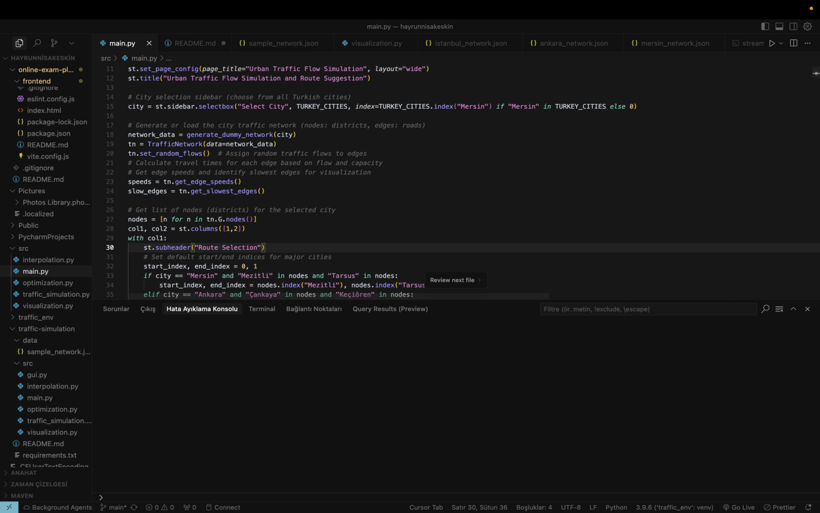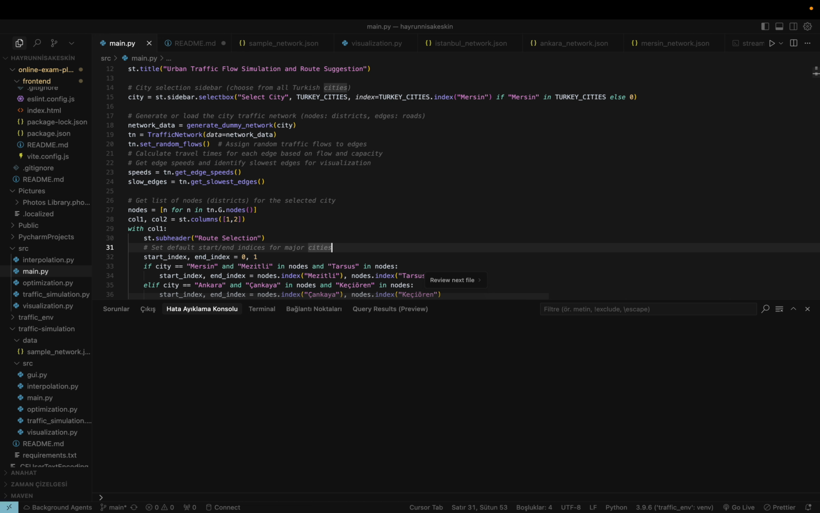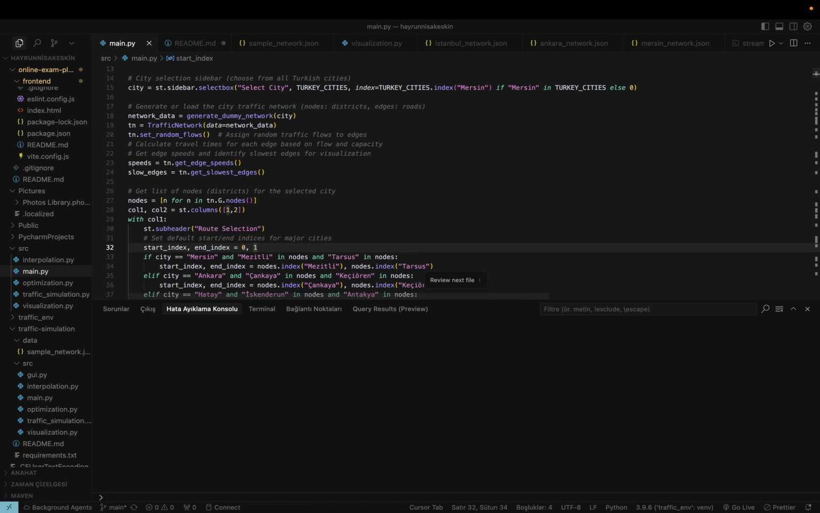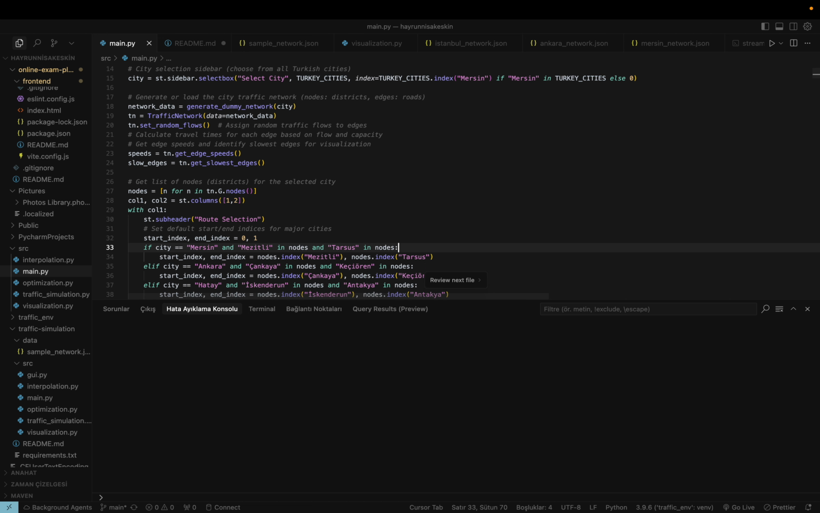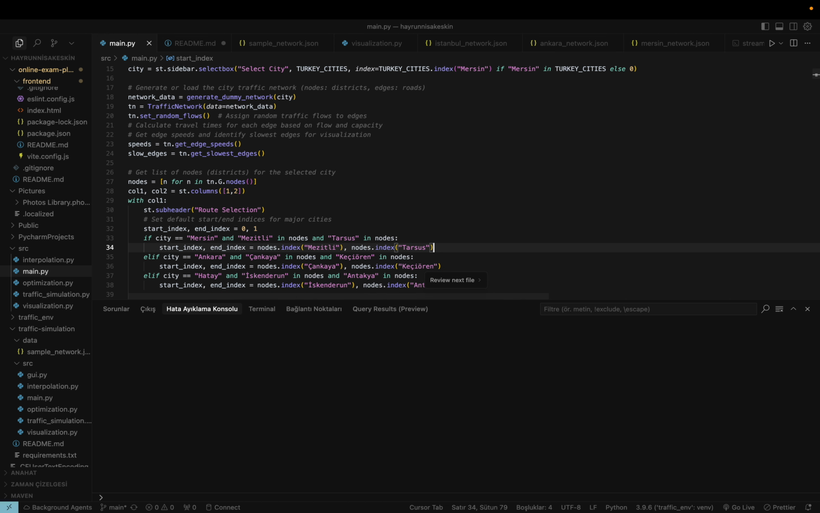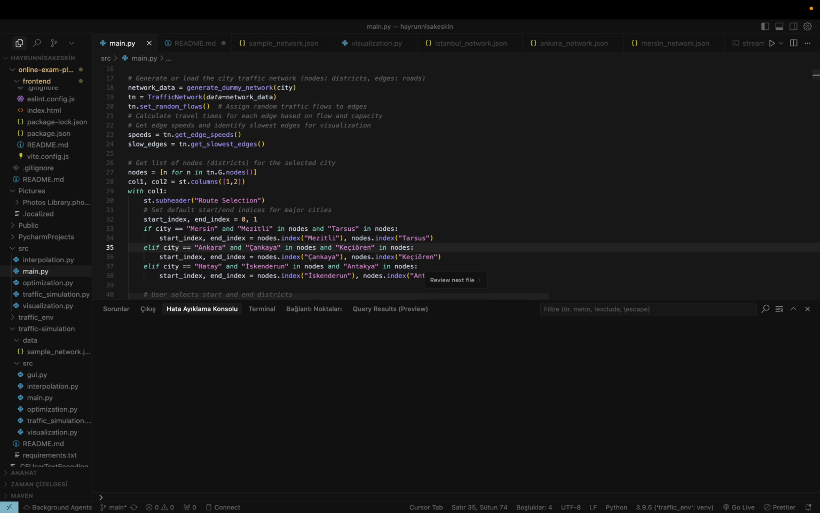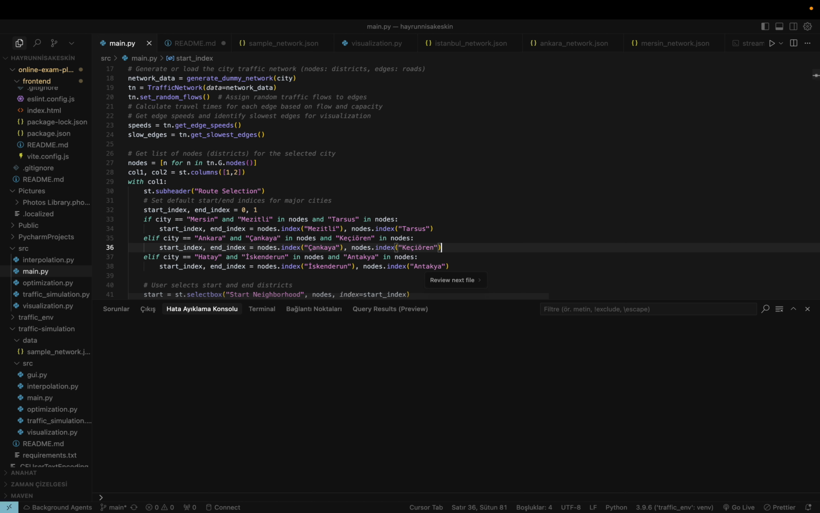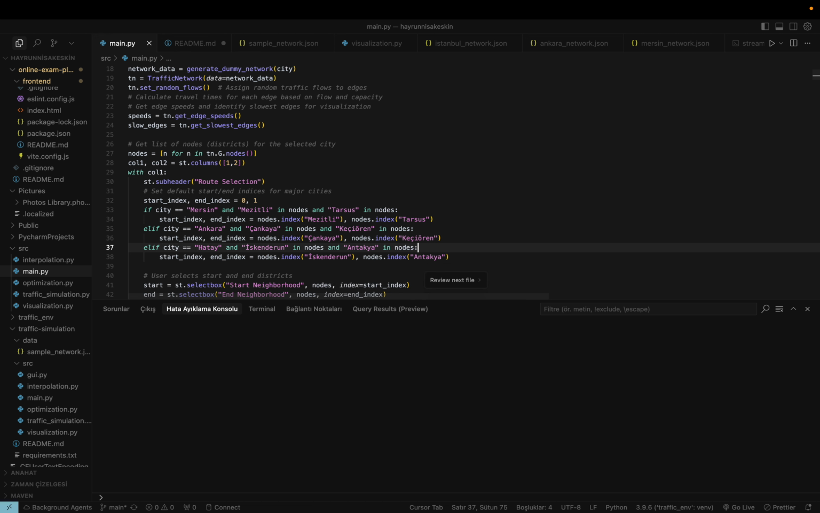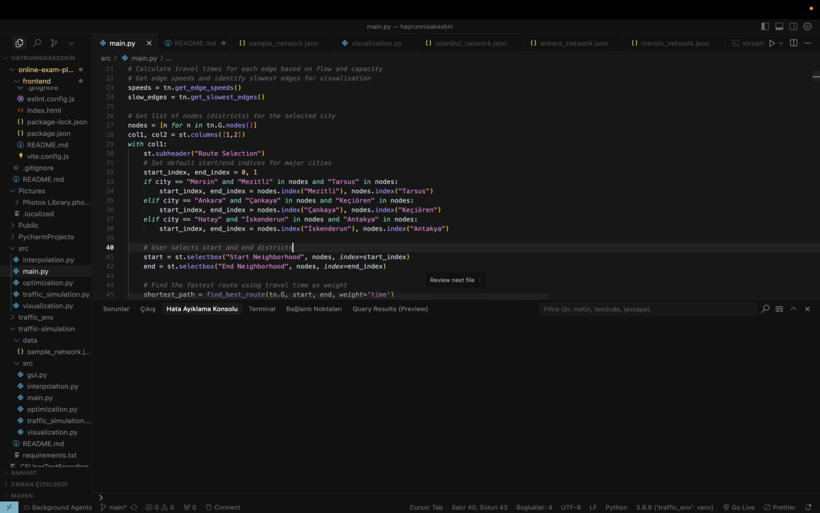And then set default start and end indices for major cities: start index and end index 0 or 5 or 1 if the city is Mersin, with Mezitli in nodes and Tarsus in nodes. For Ankara, if the city is Ankara, Çankaya in nodes and Keçiören in nodes. For Hatay, İskenderun and Antakya in nodes. Start index and end index from nodes.index for İskenderun and Antakya.